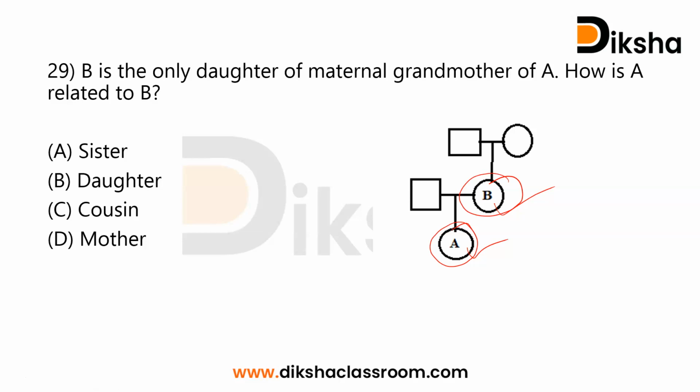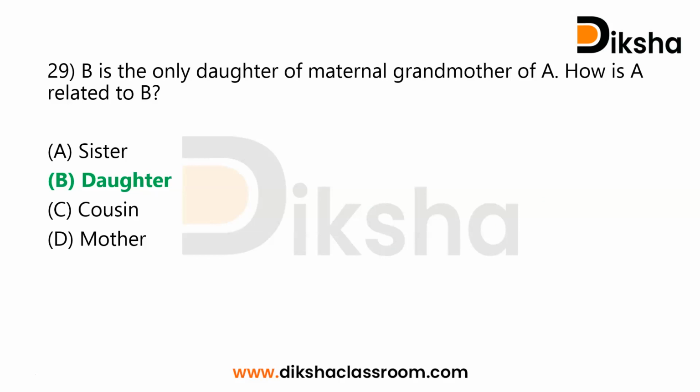The question is, how is A related to B? What is the relation between A and B? It is an easy one. It will be a daughter. Given that B is the only daughter of the maternal grandmother of A, how is A related to B? From the picture, it's clear A is the daughter of B, or B is the mother. So the answer is daughter.